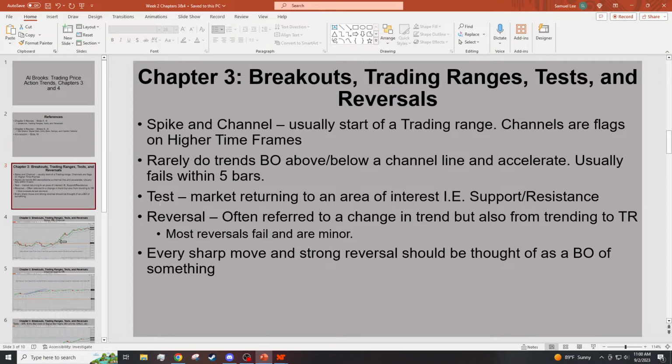And when he refers to a test, it can be a lot of different things. Here I marked support and resistance, right? But it could be a trend line test. It could be a breakout area retest. You break out above, say 45.50 on ES, you get follow through, and then the pullback retests it. It could be retesting the high of a signal bar, maybe the low of an entry bar. So it can mean a lot of different things.